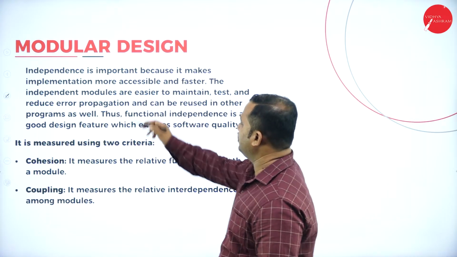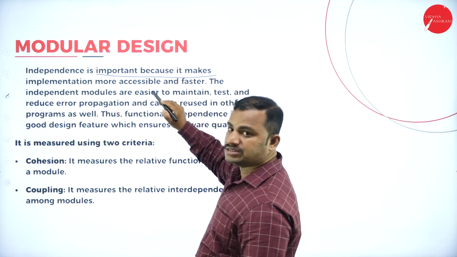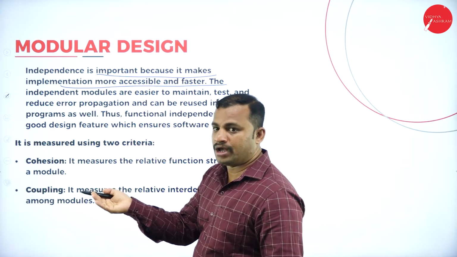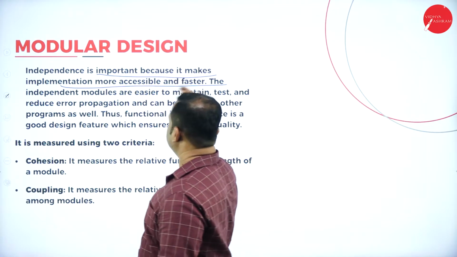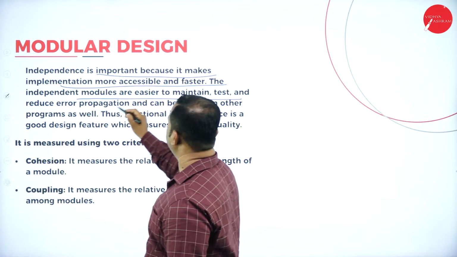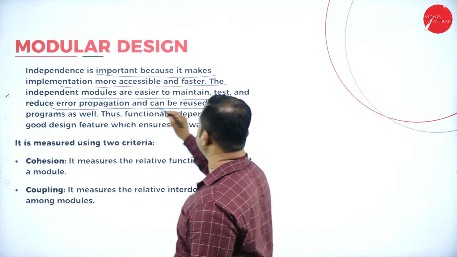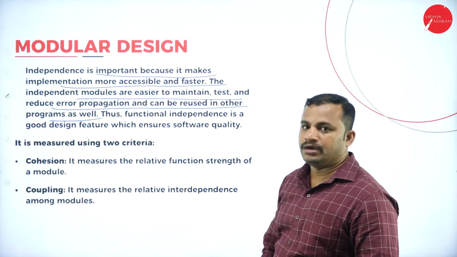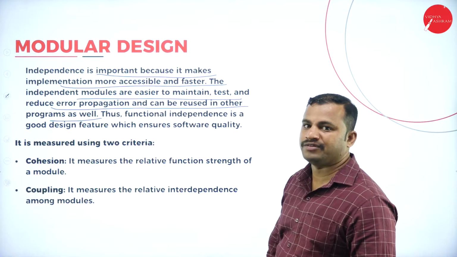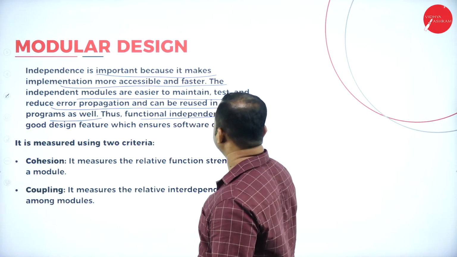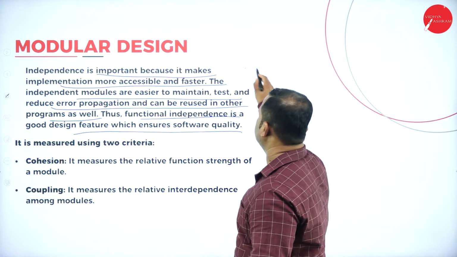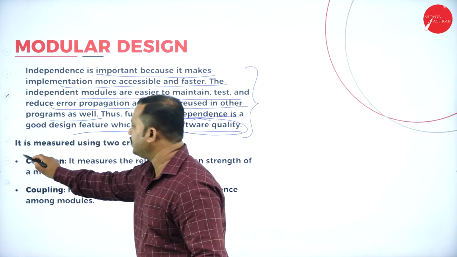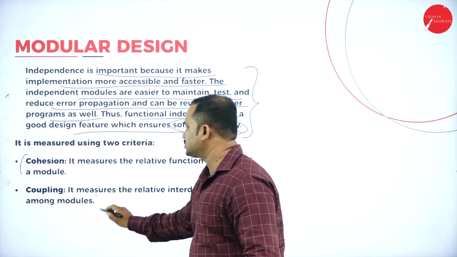Functional independence is important because it makes implementation easier and faster, as I have told you earlier. The independent modules are easier to maintain and test, reduce error propagation, and can be reused in other programs as well. That means we can reuse the functionalities of those modules in any of the projects which we have in the future. So functional independence is a good design feature which ensures software quality. Very, very important here. It is measured using two criteria, that is, cohesion and coupling.